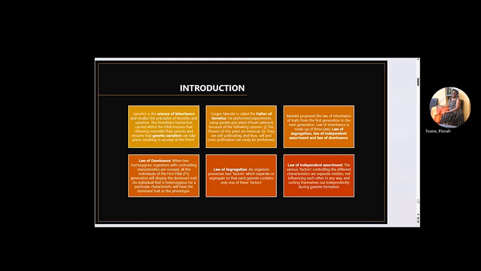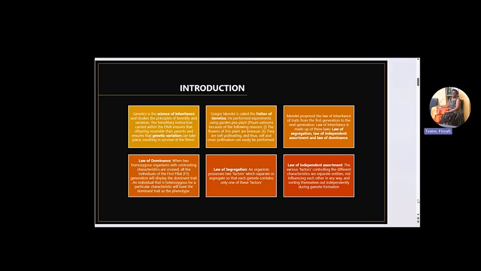Mendel introduced three laws: the law of segregation, law of independent assortment, and law of dominance. What is the law of dominance? This law is indicated when two homozygous organisms with contrasting characteristics are crossed, and where all individuals of the first filial, abbreviated as F1 generation, will display the dominant trait.